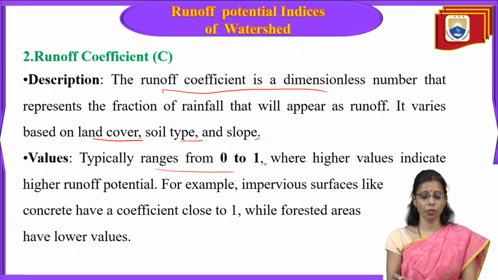Values typically range from 0 to 1. So the values of the coefficient will range from 0 to 1, where higher values indicate higher runoff. So if it is 1, that means it's a higher runoff.